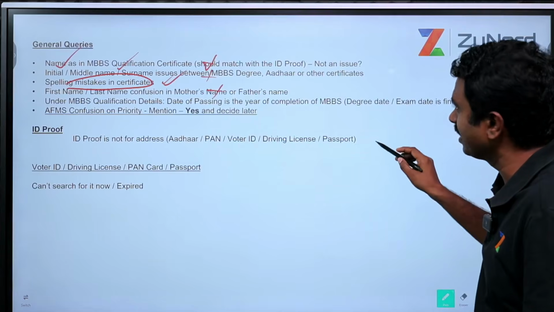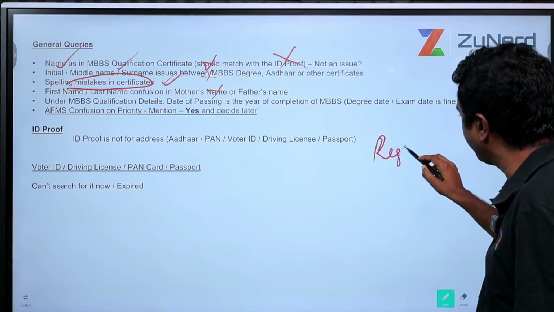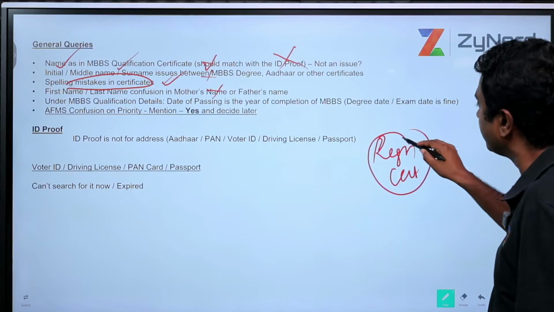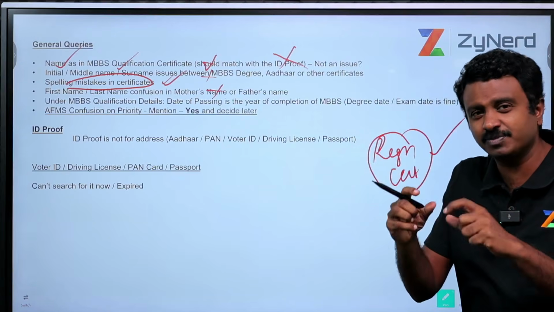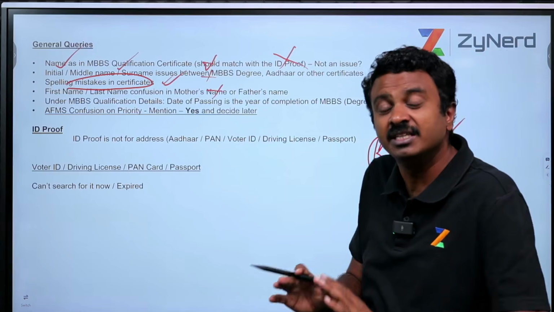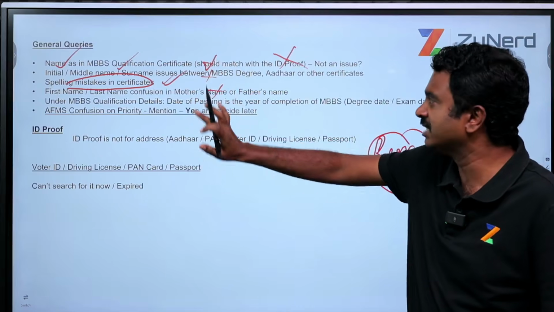When you go for the examination, you won't even take your MBBS qualification certificate. You will only take your registration certificate. So that alone is enough. Don't need to worry about it. Even if your registration and Aadhaar have spelling or surname differences, it is fine. This is to give you clarity. Go ahead and prepare for your examination. Upload whatever is available. That's it.